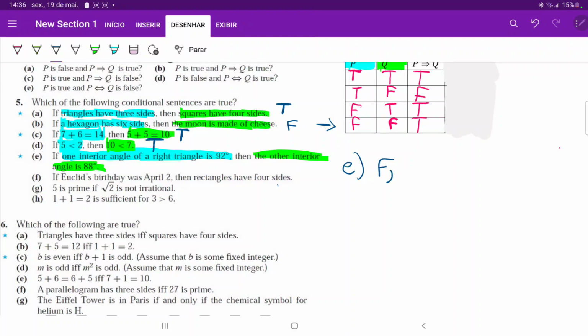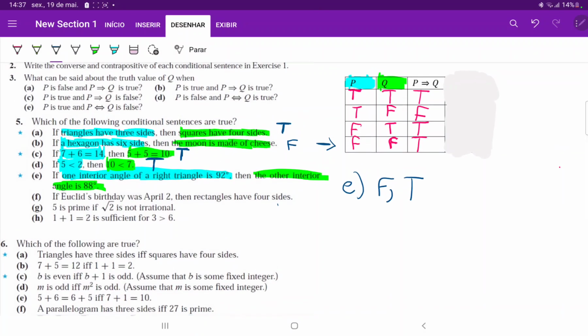The other interior angle is 88. So it is possible for Q to be true, right? Because it is possible for us to have an angle of 90 for the right triangle, then 2, and then 88. So while we can say that this one is definitely true. Well, not this is true, but then we can just look at the combinations here, right?